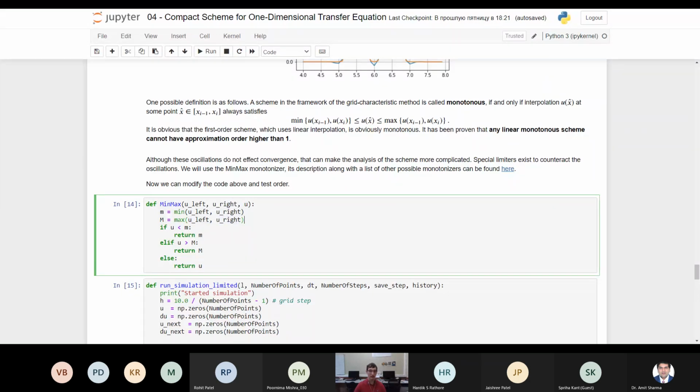And then we say that if our interpolated value in the middle is less than minimum, then we simply return the minimal value. If it's greater than maximum, then we return the maximal value. And if it's between the minimum and maximum, then we actually return the interpolated value u.